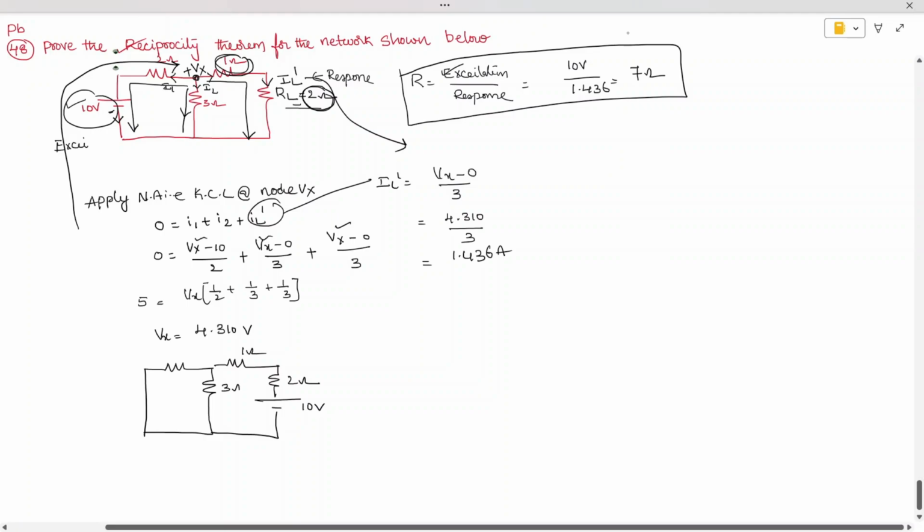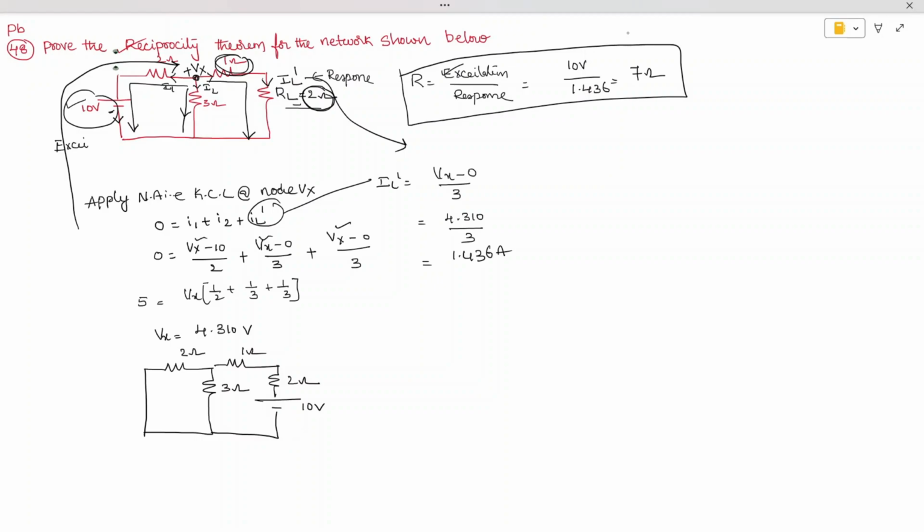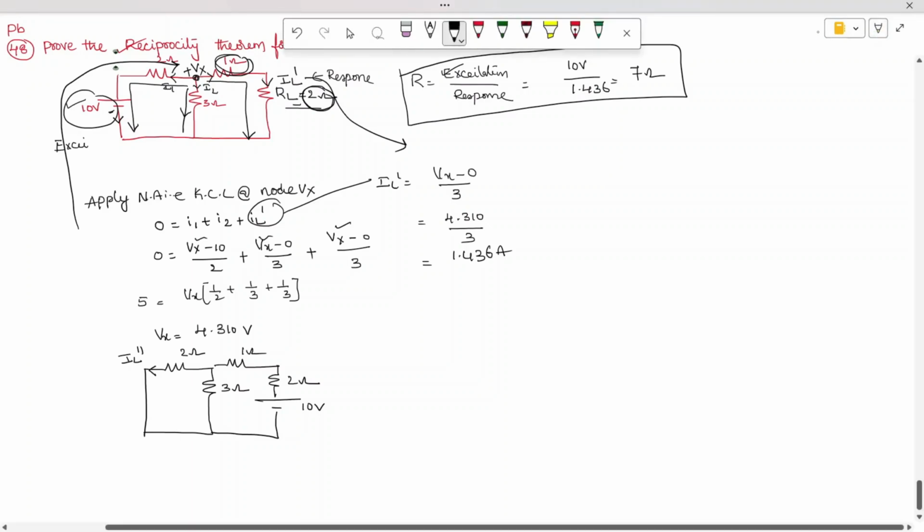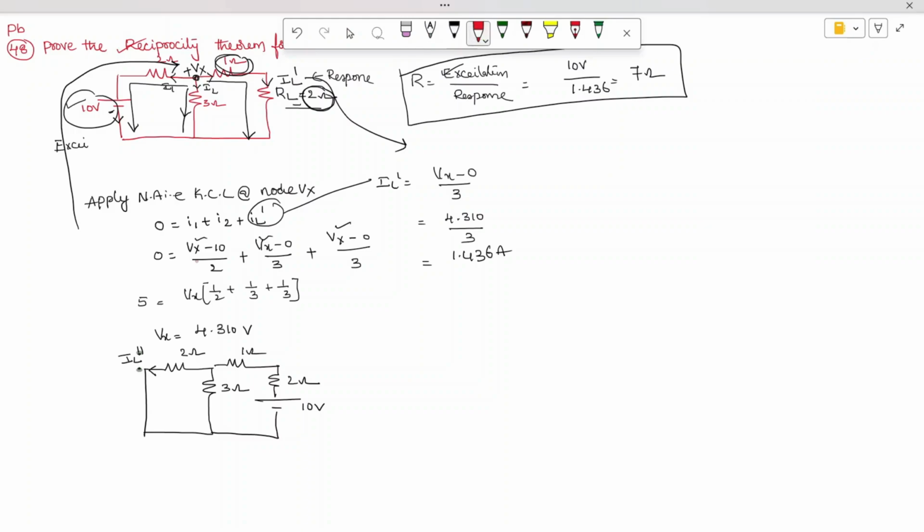This is 3 ohm, this is 2 ohm. So now we are applying the voltage. In this branch, we are applying the voltage and we are finding the current IL double dash. Okay, and we should get the same parameters, then our theorem is validated. So now in order to find it, similarly, I am marking this node voltage once again as Vx.